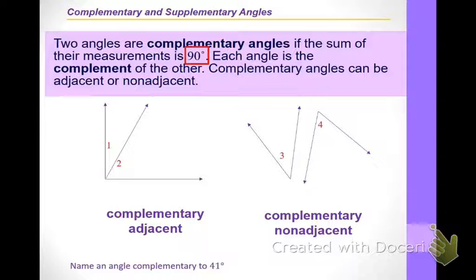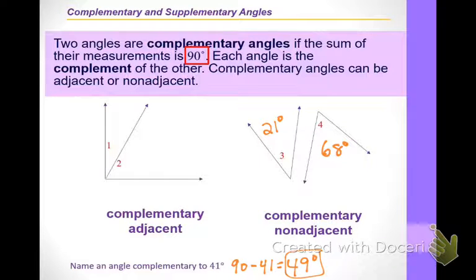Give me another number between 1 and 90. 45. So then you get 45 degrees. All right, so those are complementary to each other. Let's look at our example on the bottom. Name an angle complementary to 41. So how would I figure out what angle is complementary to it? It's not on your paper. Subtract from 90. So 90 minus 41 should be 49 degrees.